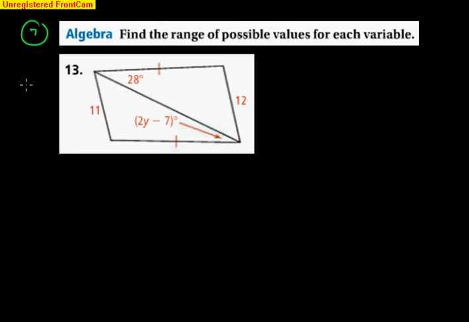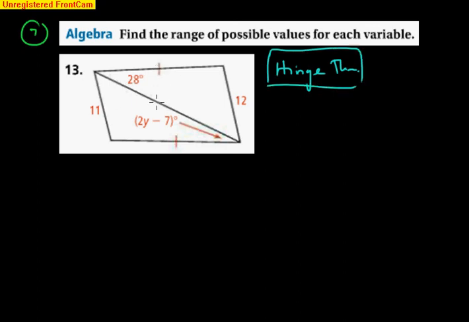Okay, last problem coming up here. It says find the range of possible values for each variable, and in this case we have a y in our problem. So if I look at these two triangles put together, this is going to be a hinge theorem problem, because it's an inequality in two triangles.